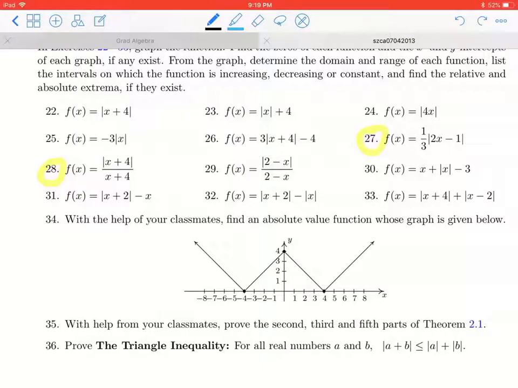All right, now we're going to talk about number 28, which is right here. And it is different from number 27. The way that it's different is that you could see in number 27 that you have this absolute value part, and you have it being multiplied on the outside of the absolute value by a constant, by a number.